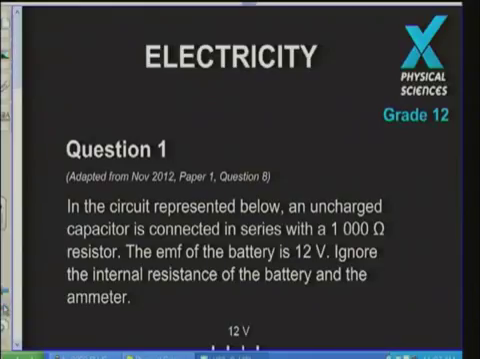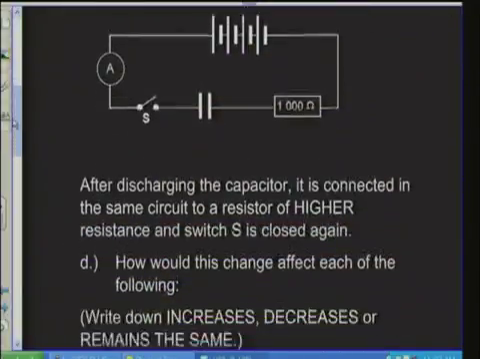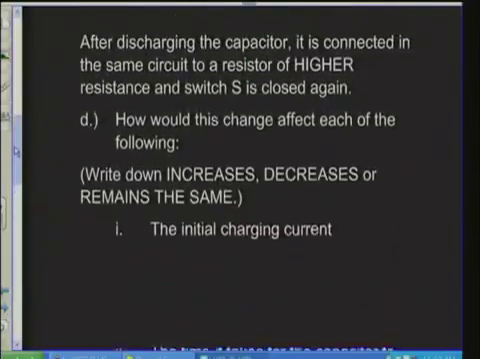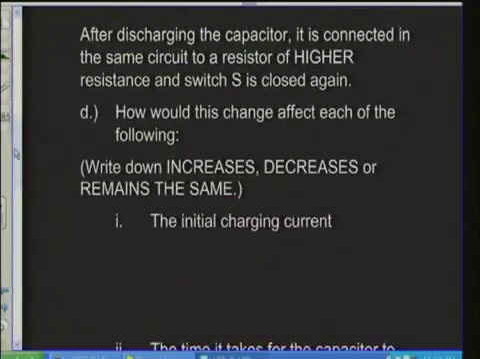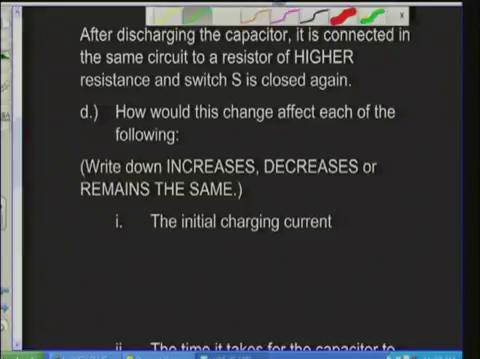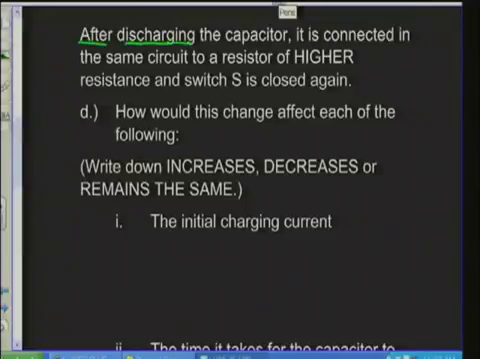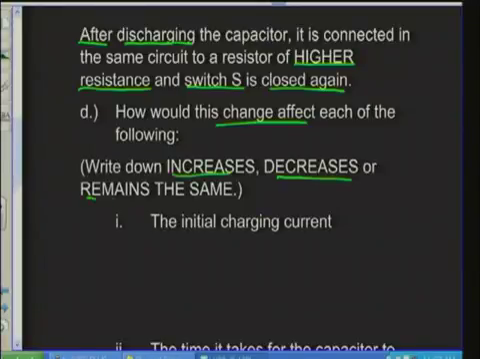And moving on, let's have a look at this last part of the question. It says, after discharging the capacitor, it is connected in the same circuit to a resistor of a higher resistance. Now the resistance is higher. It's no more 1,000 ohms. And the switch is now closed again. How would this change affect each of the following? Write down increases, decreases, or remains the same.